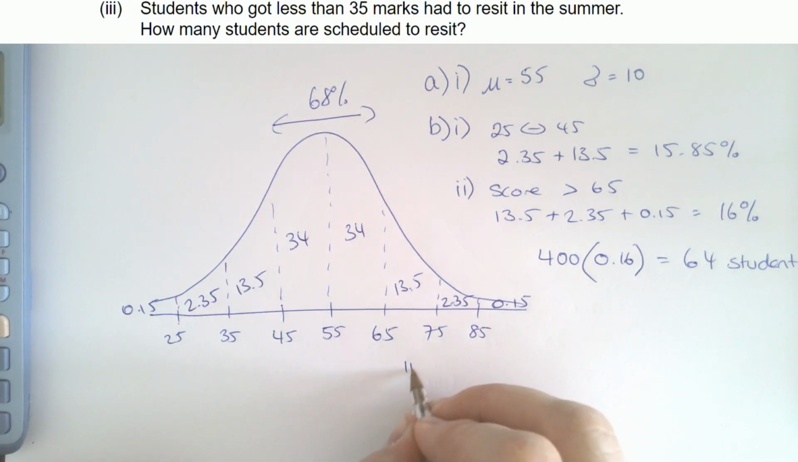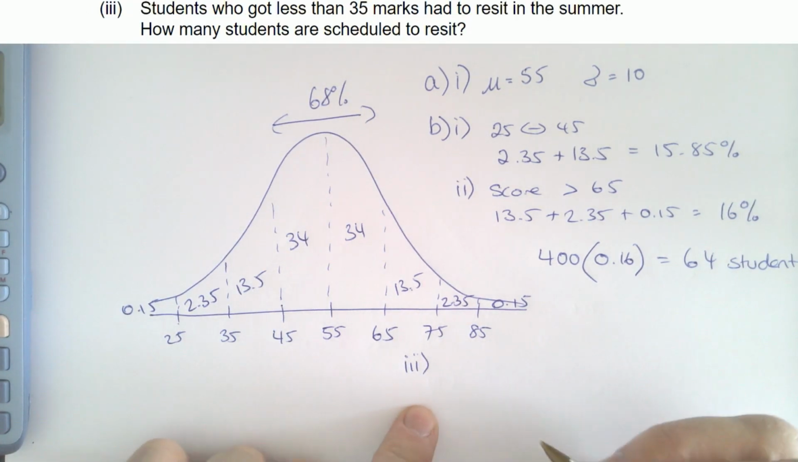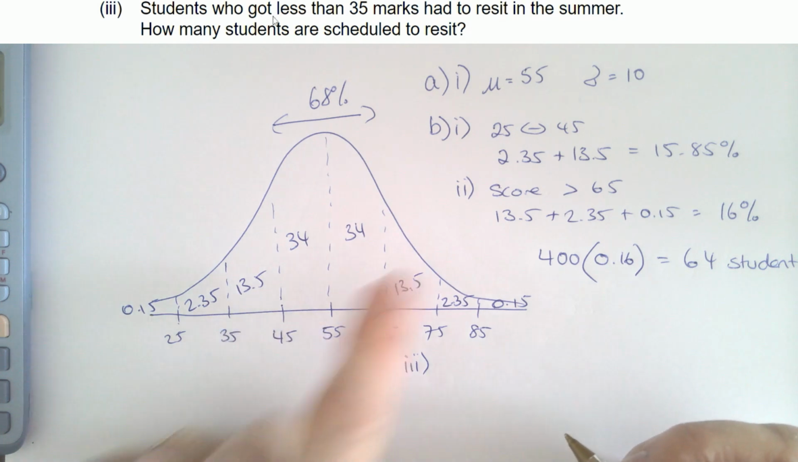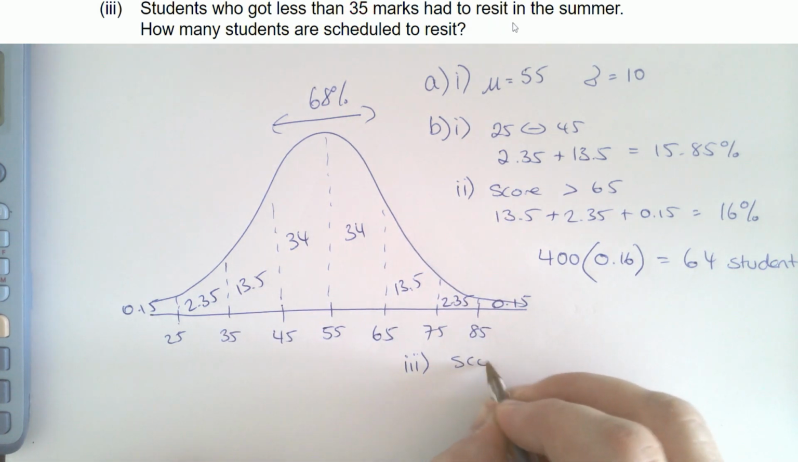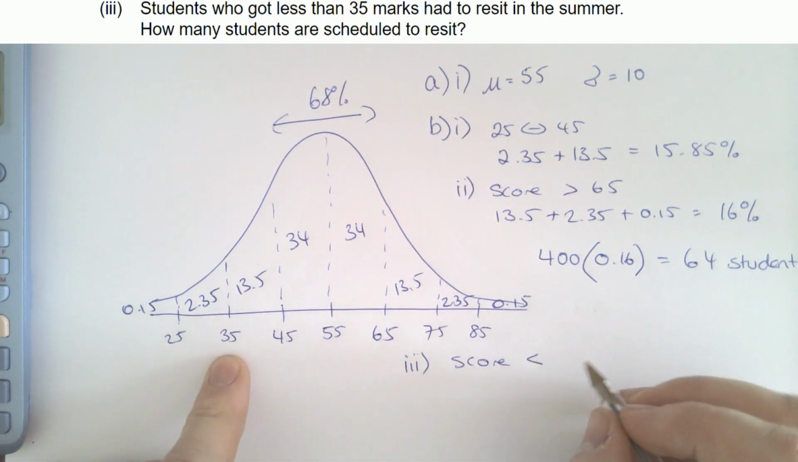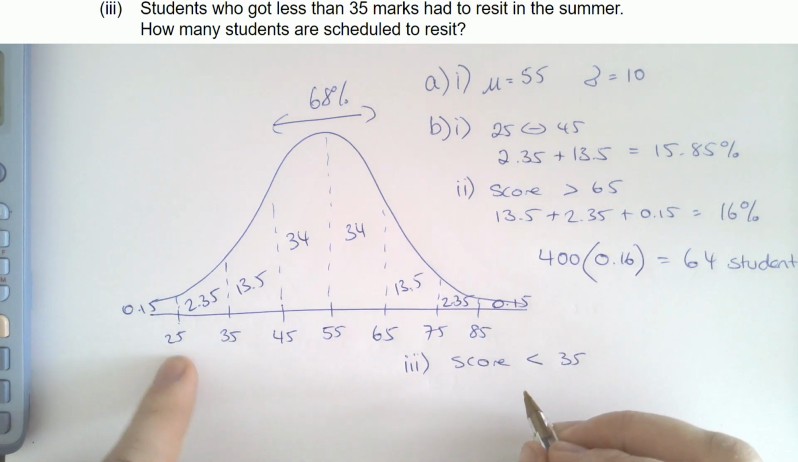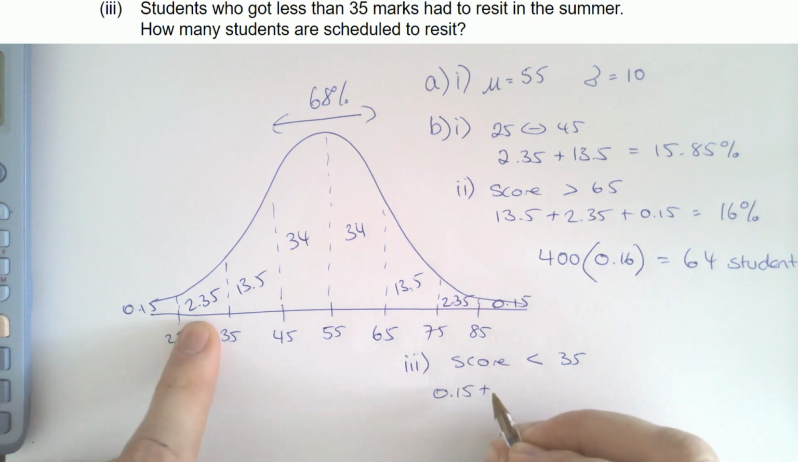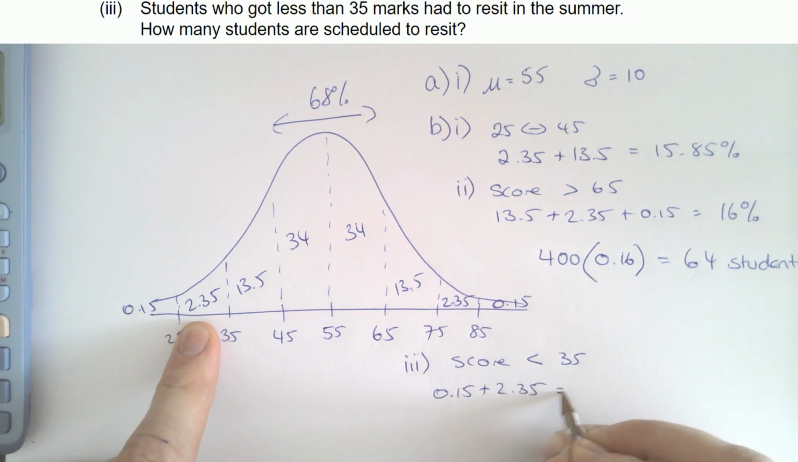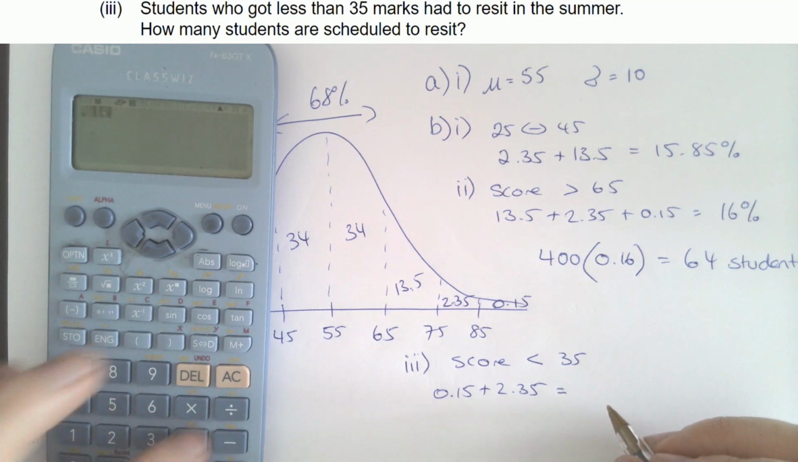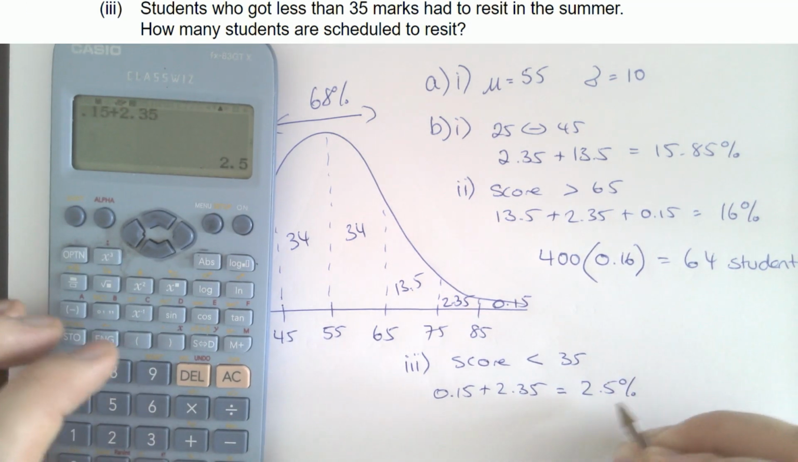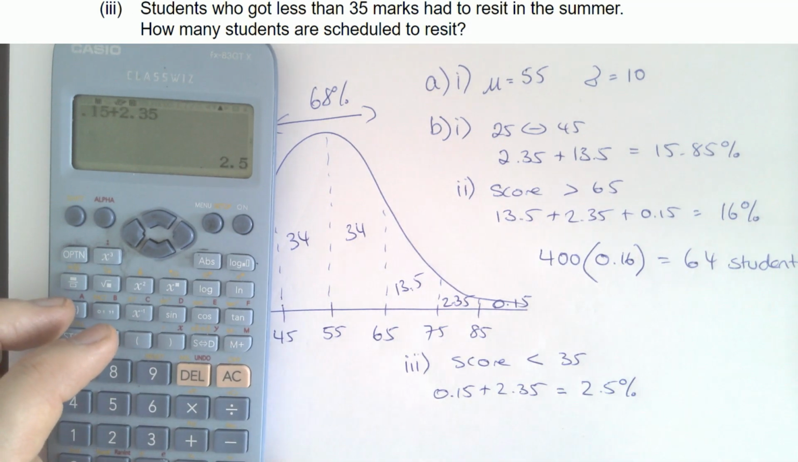And the final part, part 3. Students who got less than 35 marks had to resit in the summer. How many students are scheduled to resit? So very similar. We're looking for a score this time that was less than 35. So that would be these two regions on the far left here, 0.15 plus 2.35. So adding them together, we get 2.5%. So 2.5% of students had to resit.